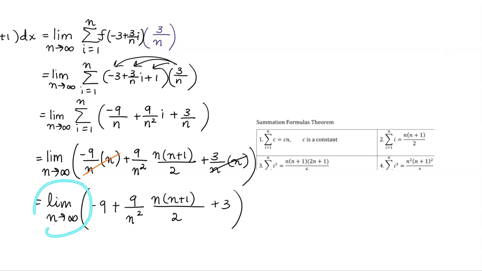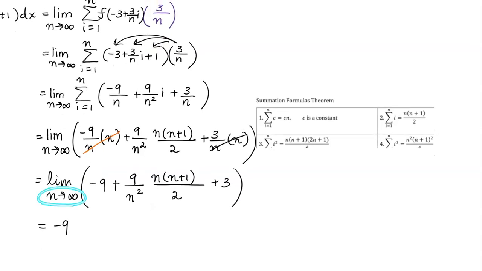If I apply this limit term by term to the first term, we would simply have -9. If we apply it to the second term, well, the second term has some n's in it. But notice that the degree of the numerator is 2. The degree of the denominator is also 2. And we've seen when taking infinite limits, if the degree of the numerator is equal to the degree of the denominator, that the limit is equal to the ratio of the leading coefficients, which in this case would be 9/2. That final term of 3 has no n in it, so this limit is simply going to be 3.